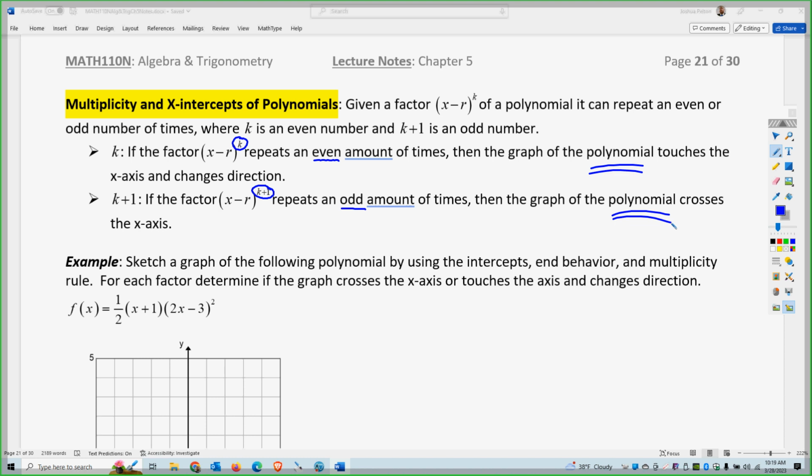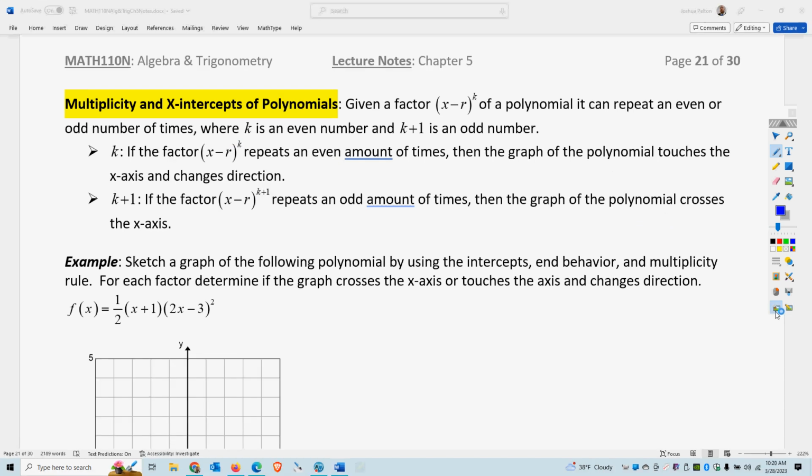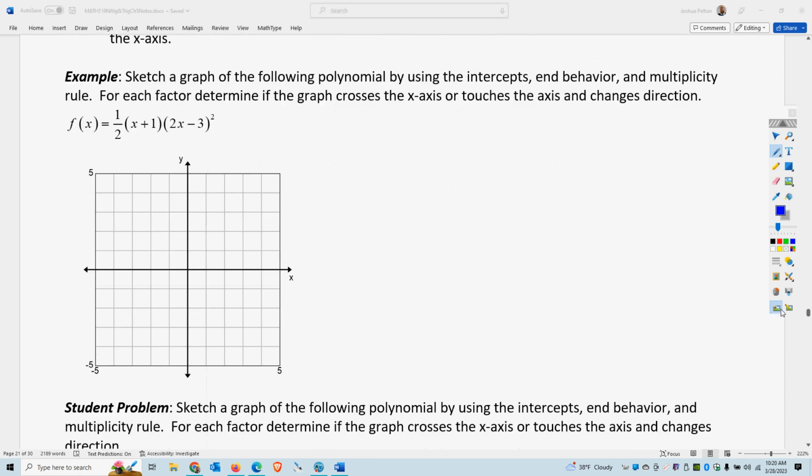So if it happens once, it's linear. It'll pass through linear. If it's a quadratic, which is second power, it'll bounce off in a quadratic manner. If it's third power, it'll pass through in a cubic type form. And that repeats itself as you go up through the types of polynomials. Okay, so let's try an example down here.